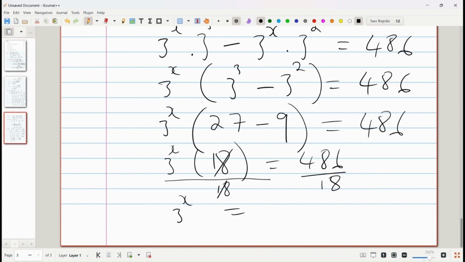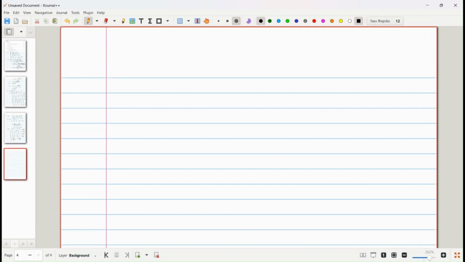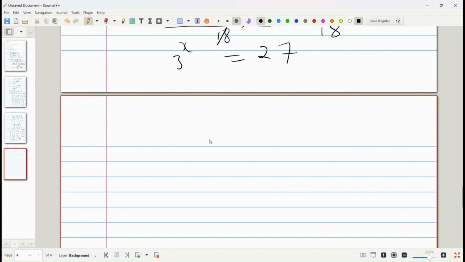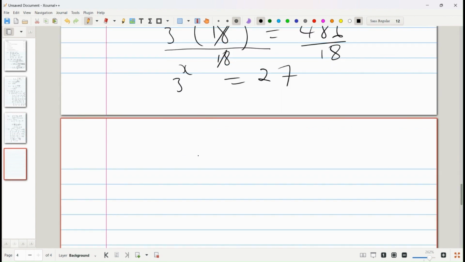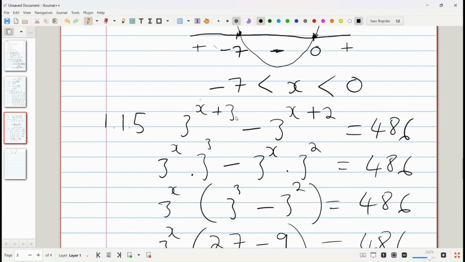So it will give you 27. Give you 27. So the next step is to say 3 to the power x equals to, so 27 can be written as 3 to the power 3. So your final answer will be x equals to 3. So that's your final answer.